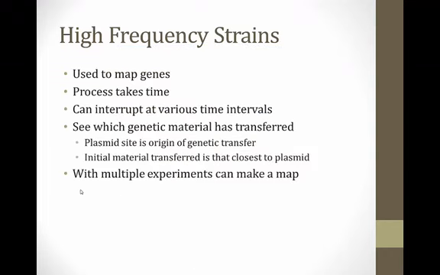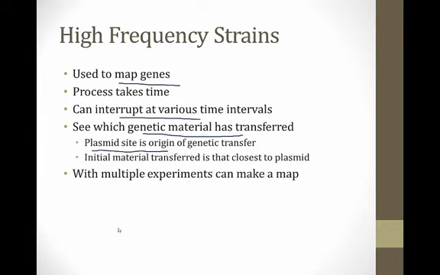So the reason this matters is because we can use it to map genes. It takes time for conjugation to transfer the plasmid and the entire gene from a high-frequency strain to another one, and we can interrupt it at various points in time. And then we can see which genetic material has transferred. So what generally happens is the plasmid is the site of origin for genetic material. So the plasmid gets transferred and it drags along portions of the bacterial gene along with it.